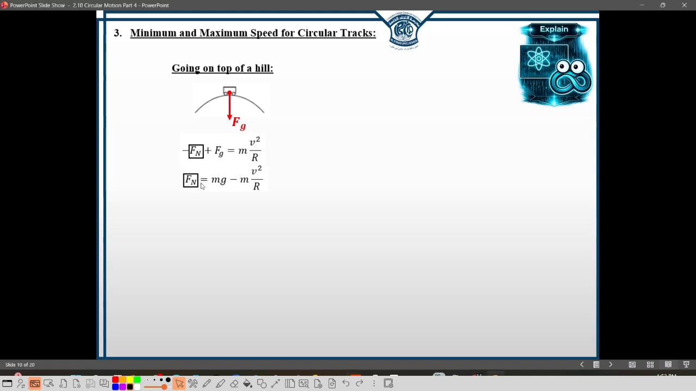Now let's solve it for the normal push, and this is what we got. Now if we start losing contact, then Fn is equal to 0. And 0 is equal to mg minus mv squared over r.